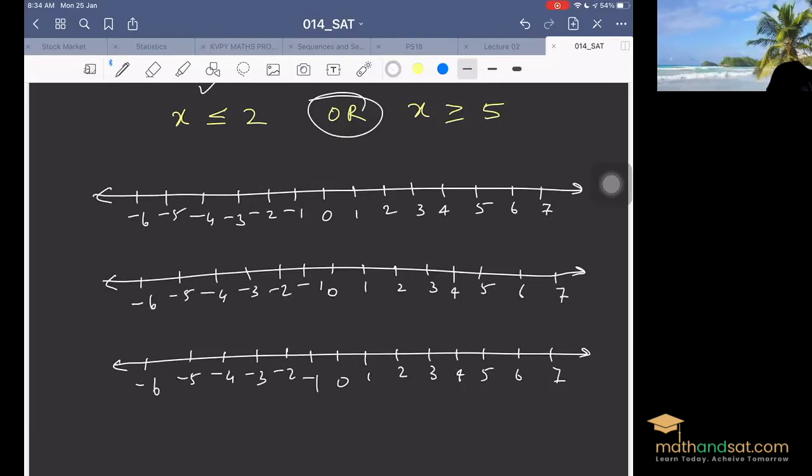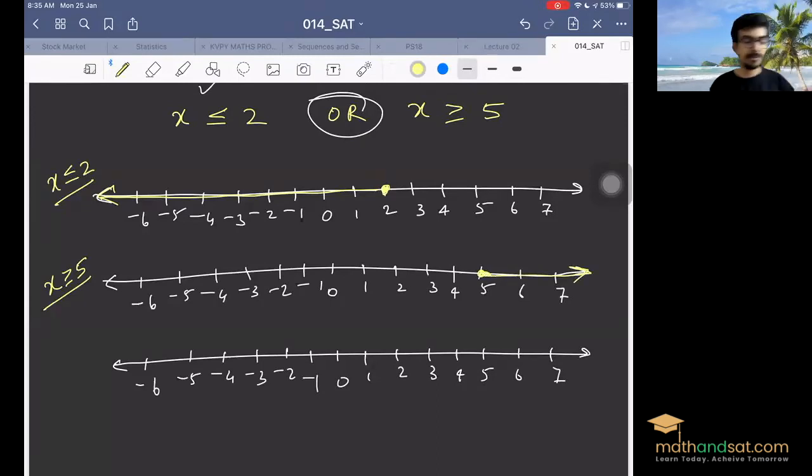So I'm trying to find the solution of X less than or equal to 2. X less than or equal to 2 can be represented as the set of all numbers including 2 and all the numbers on the left side of 2. Right? Yes. Now, X greater than or equal to 5. Listen carefully. X greater than or equal to 5: any number starting at 5 and on the right side of 5.